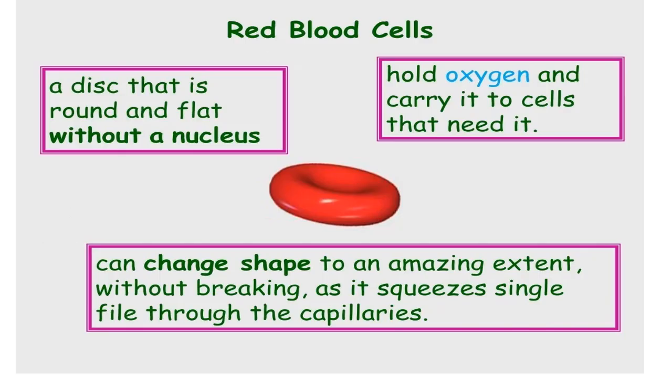Red blood cells look like a disc, or like a ring, round and flat without a nucleus. So red blood cells don't have a nucleus, and they hold oxygen and carry it to cells that need it, and they can change shape to an amazing extent. So they may squeeze or fight through capillaries.